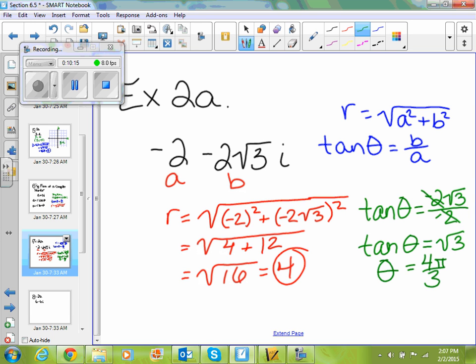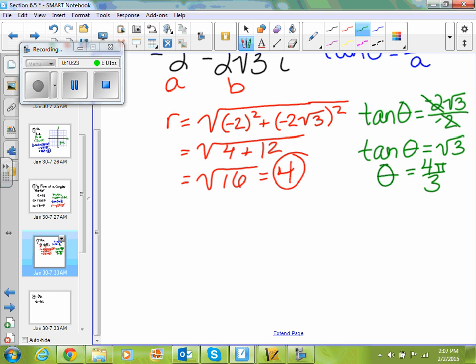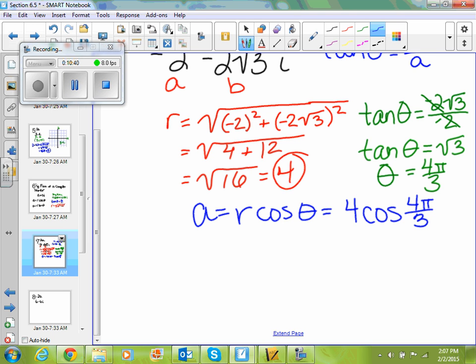Perfect. So we know that theta is equal to 4 pi over 3, because that's where tangent is equal to square root of 3. So then I know that A is equal to r cosine of theta. Well, my r is 4, and my theta is 4 pi over 3. So my A value is 4 cosine of 4 pi over 3.